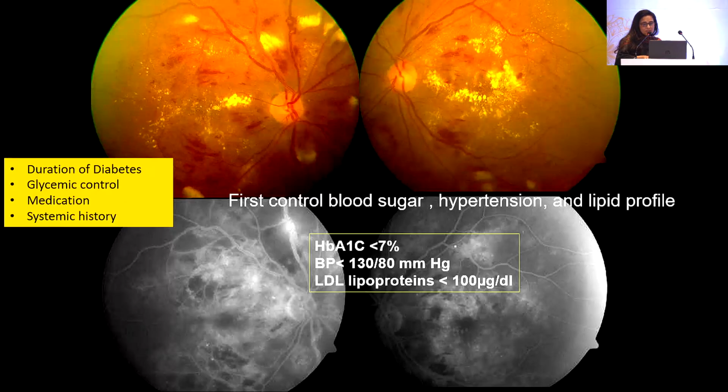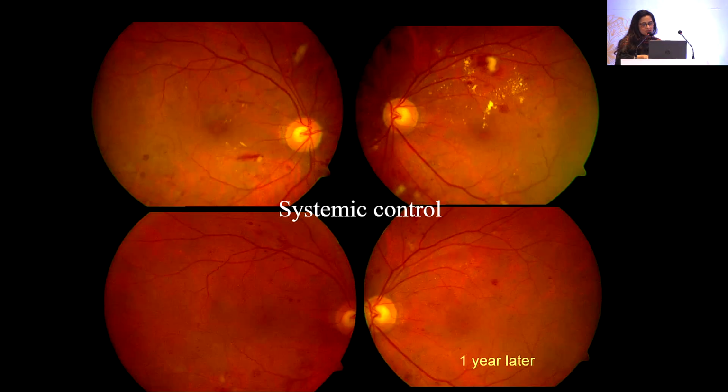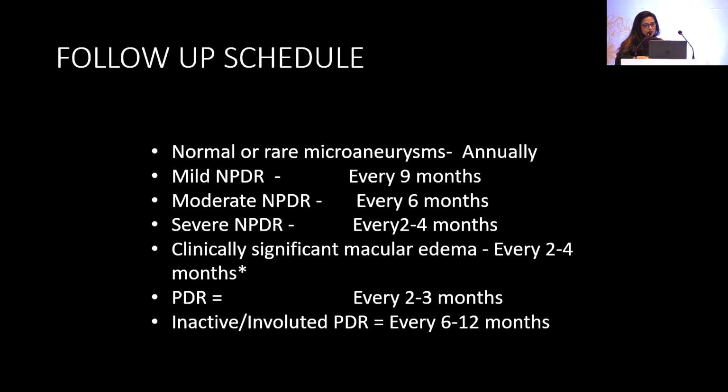And HbA1c, many patients will say hamari sugar controlled hai, but when you ask them to get an HbA1c, it would reflect the true picture. So every diabetic, do ask them to get an HbA1c. And this is with systemic control alone. You see all the lesions have disappeared after 1 year because the patient came back with good control.